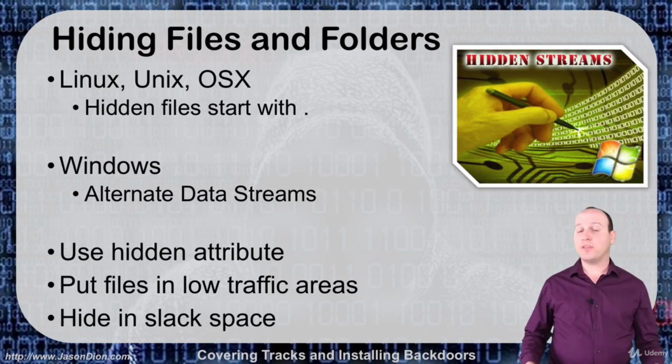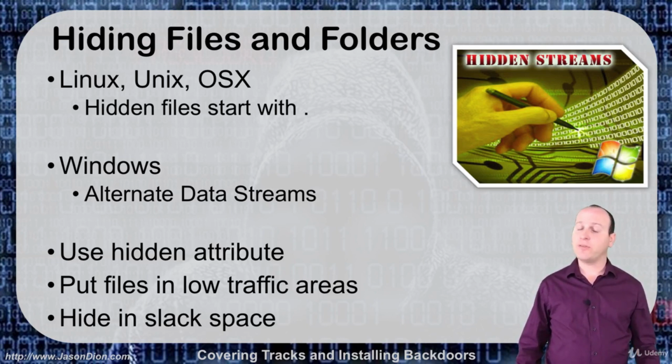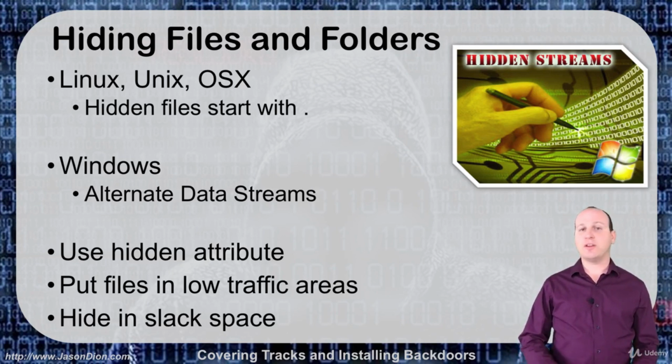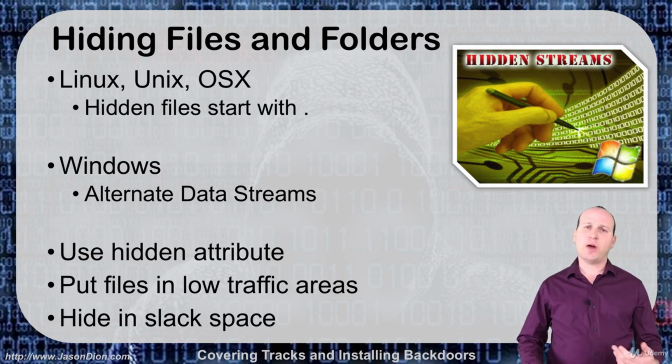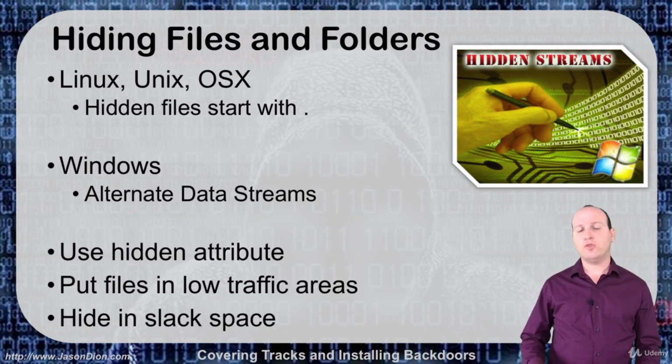So, while I'm on the system, what are some other ways I can hide myself? Well, besides disabling log files and deleting log files and modifying log files, I can also hide files and folders. So, if I'm using a Linux or a Unix system, hidden files are going to start with a dot. If you're using Windows, we can do things like an alternate data stream. And we'll go through this in a lab environment to show you how easy it is to do an alternate data stream as well. Another way you can do this is you can use hidden attributes.